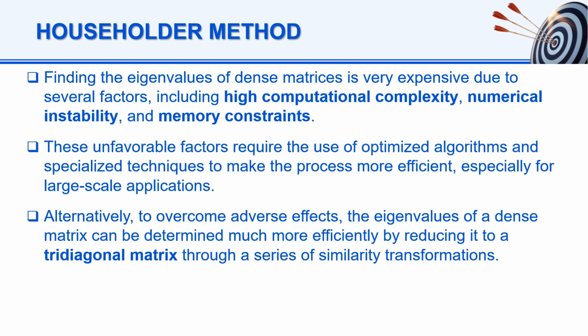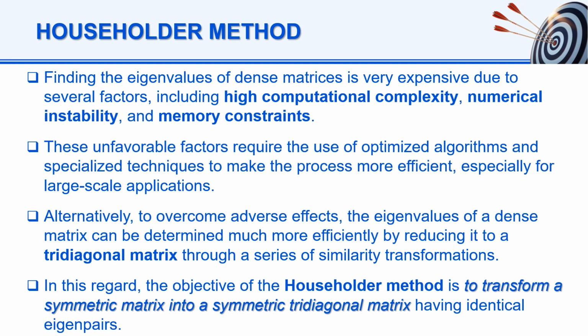Alternatively, to overcome adverse effects, the eigenvalues of a dense matrix can be determined much more efficiently by reducing it to a tridiagonal matrix through a series of similarity transformations. In this regard, the objective of the Householder method is to transform a symmetric matrix into a symmetric tridiagonal matrix having identical eigenpairs.